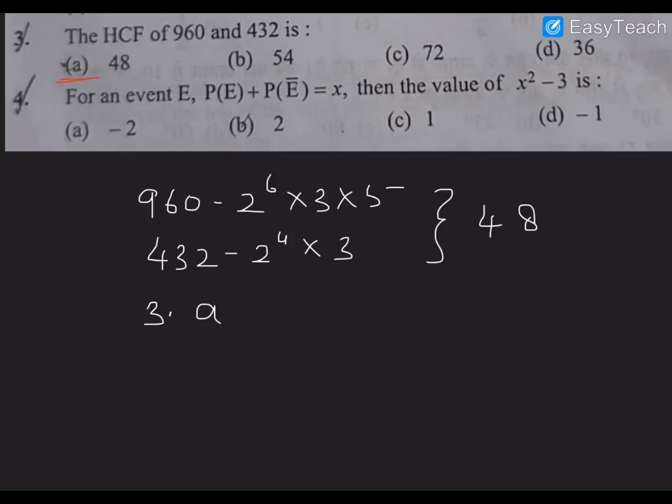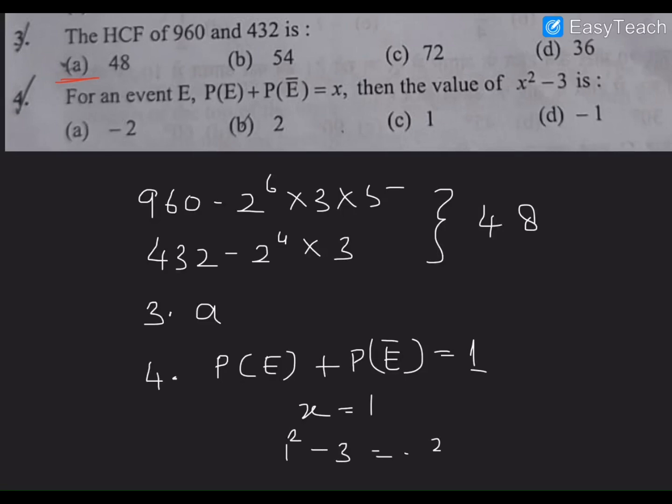So fourth one, for an event E, the probability of the event and the probability of not having the event is given to you as x, and you know the probability of an event and its complement is always equal to 1. That means your x is equal to 1. So 1 square minus 3 will give you minus 2. So fourth one, option A is the correct choice.